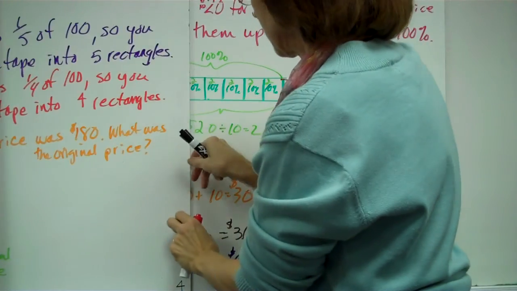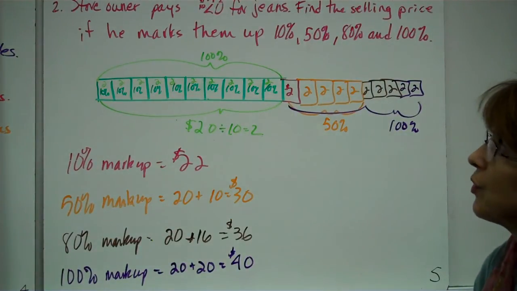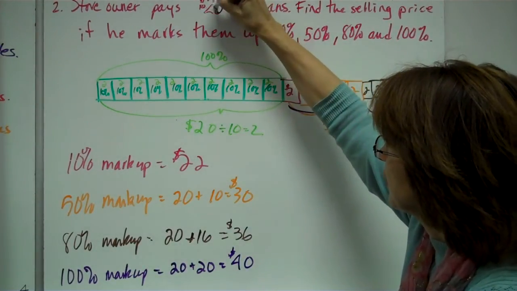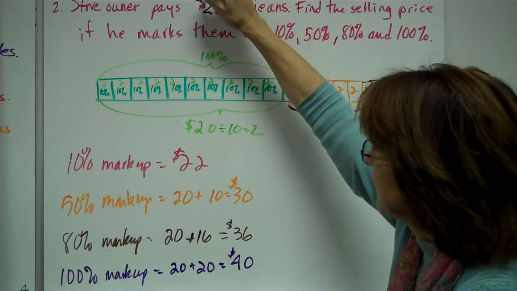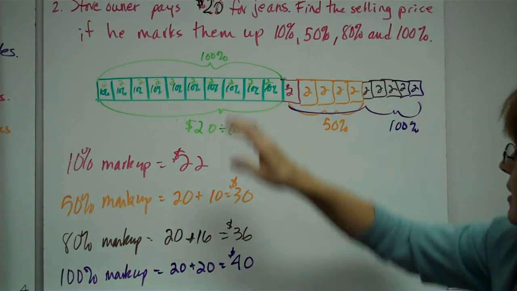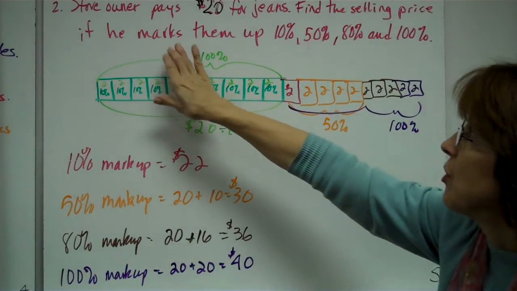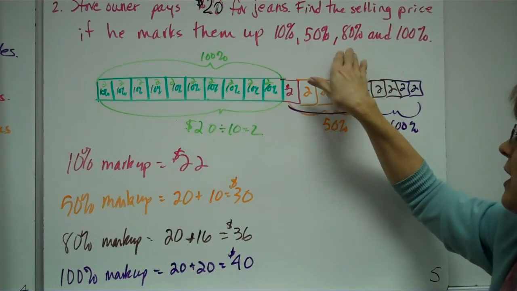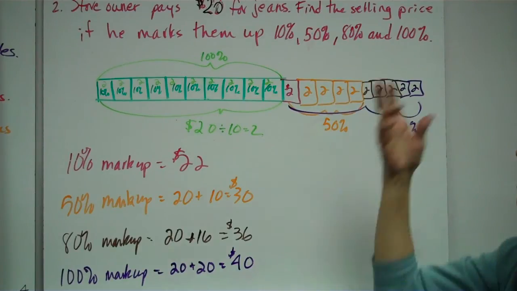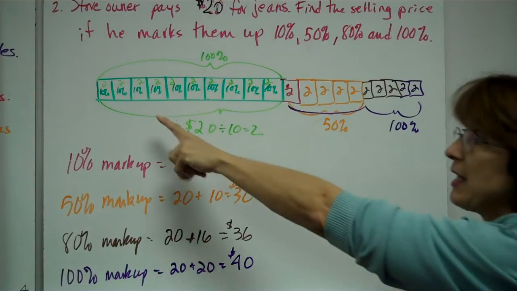All right. Our last one, our last slide, it's going to be kind of interesting. The store owner pays 20 for jeans. He pays $20 for jeans, okay? Sounds kind of cheap, but he's paying them and he's going to turn around and mark them up and make you pay more, right? So here's what happens. You want to find the selling price, in other words, the price he's going to sell them to you for. If he marks them up 10%, 50%, 80%, and 100%, which happens in even more than 100%. Okay, so because we're working with 10, 50, 80, whatever, we go ahead and make everything 10%. That means there's 10 sections.